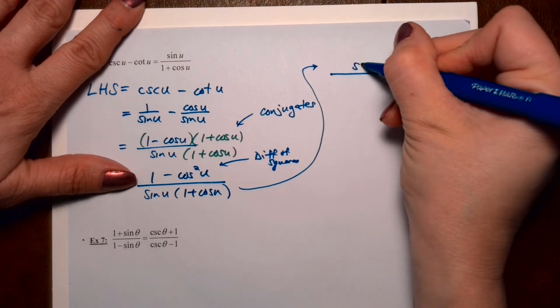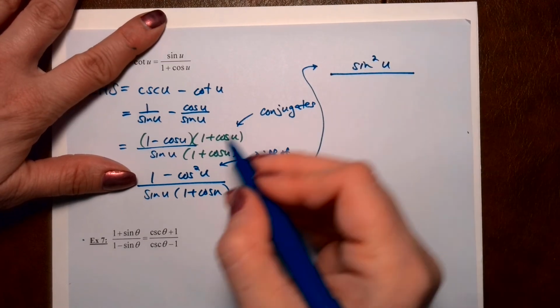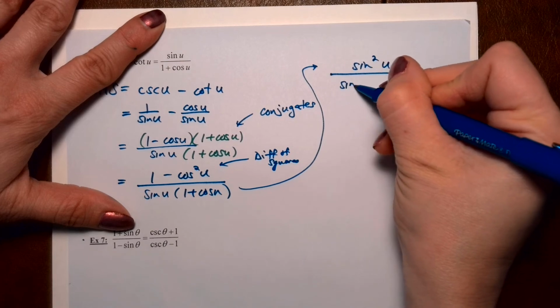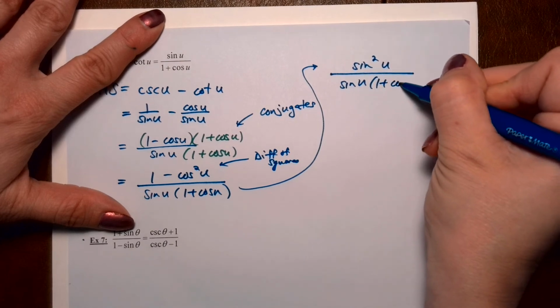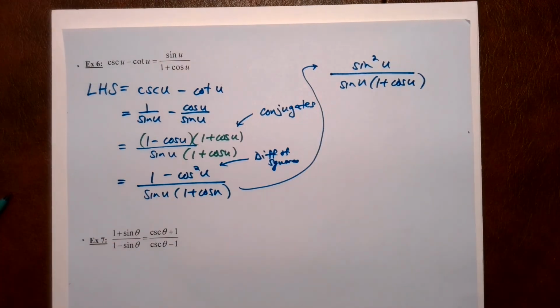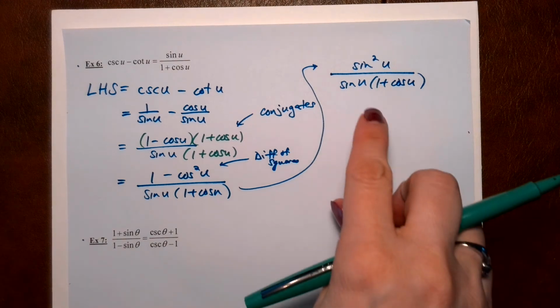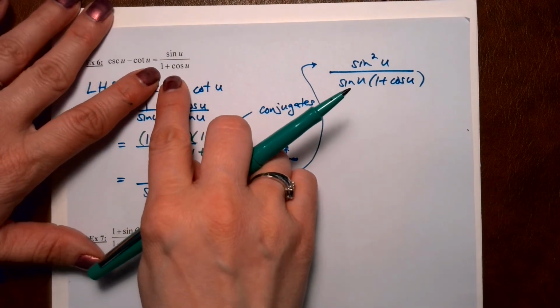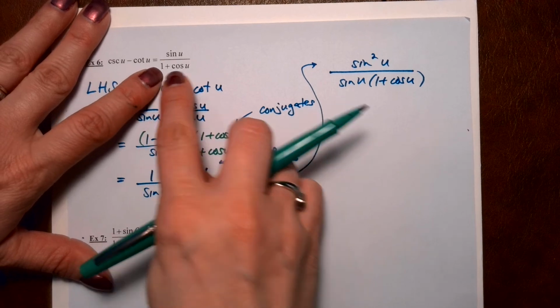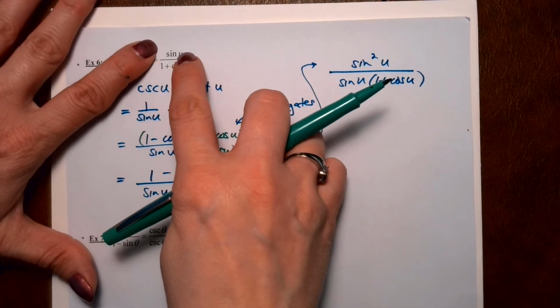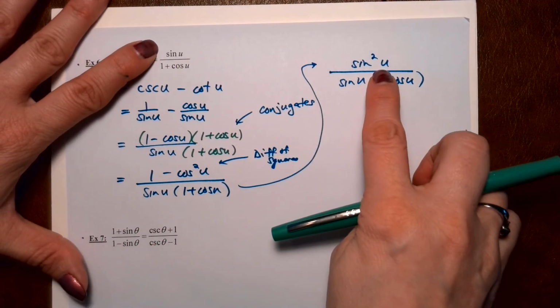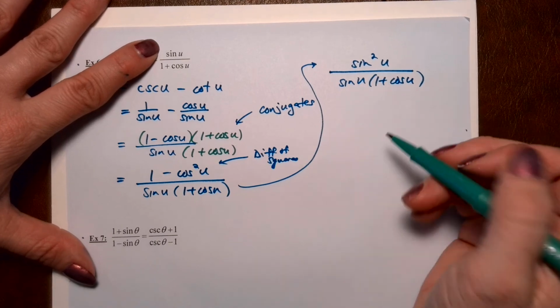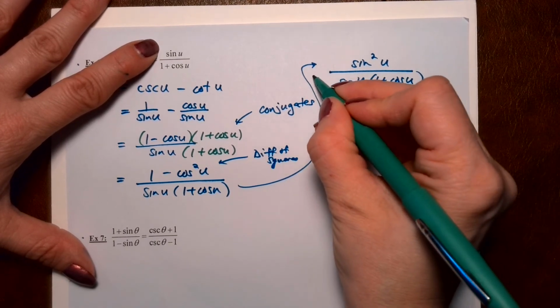That could be a sine squared of u. We still have our denominator. Okay, let's go look at what we're supposed to make. We're not supposed to have a sine in the denominator, and we're only supposed to have one sine in the numerator. Now, what do you think we need to do here?